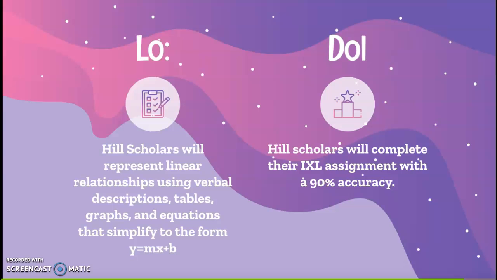Hello, Hill scholars will be able to represent linear relationships using verbal descriptions, tables, graphs, and equations that simplify to the form y = mx + b. Today's DOL, Hill scholars will complete their IXL assignment with 90% accuracy.